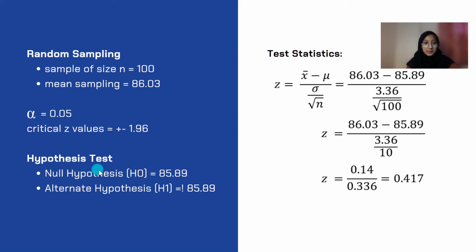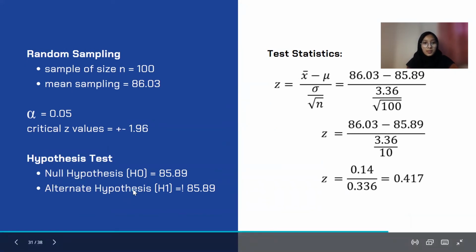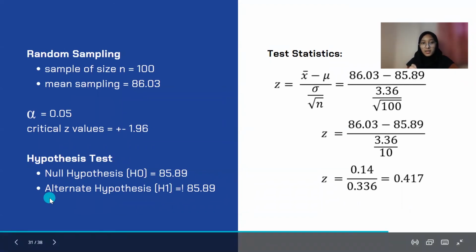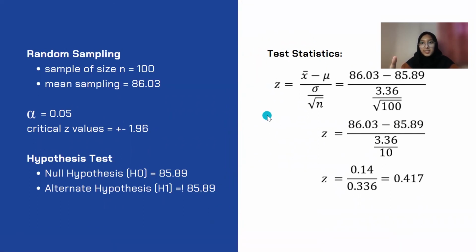Okay, the hypothesis test. The first is the null hypothesis, or H0: mu is equal to 85.89, and the second one is the alternate hypothesis, or H1: mu is not equal to 85.89. We make the test statistic using Z. We have to find the Z value here using this formula.